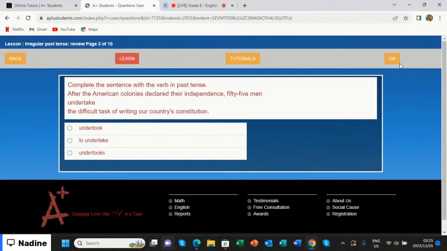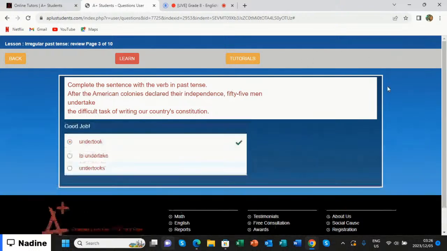All right, and if we select the verb in the past tense, then we will say it's undertook. So 55 men undertook the difficult task of writing our country's constitution. So undertook is correct. Well done.